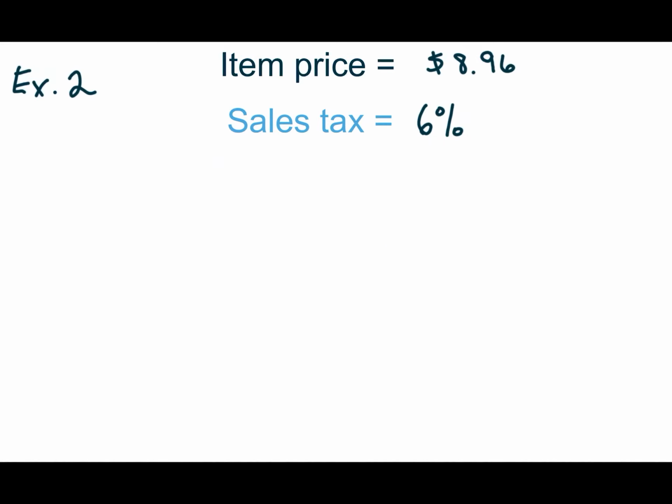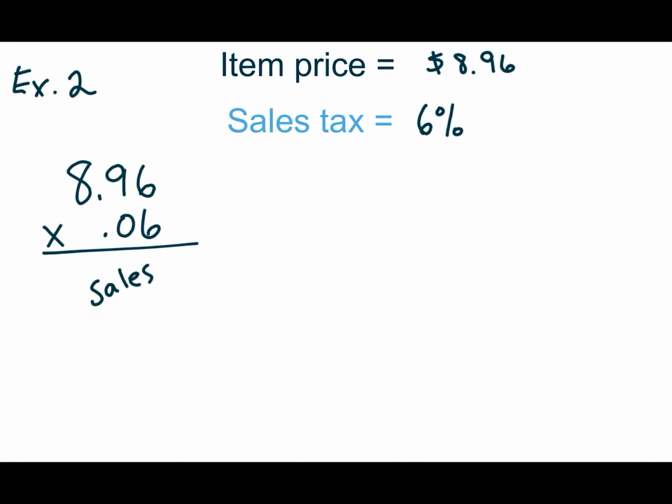All right, the next thing asks us, what is the total price? If the item price is $8.96 and the sales tax is 6%, how much are you going to end up paying total? Now, your book shows this way. You can multiply this by 0.06, okay? And you're going to get the amount you're going to pay in sales tax. And then you just add that to the item price, and you'll get your total price. Okay, I'm going to do this a little bit differently, though.